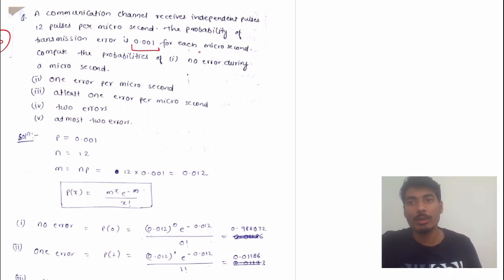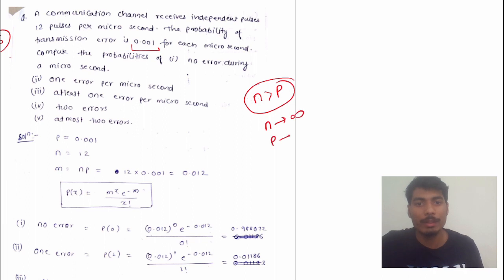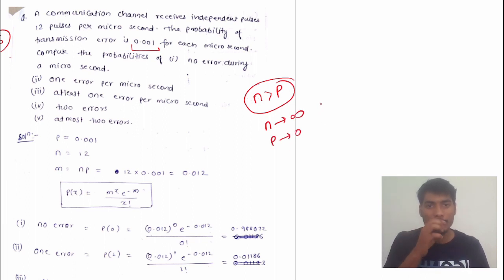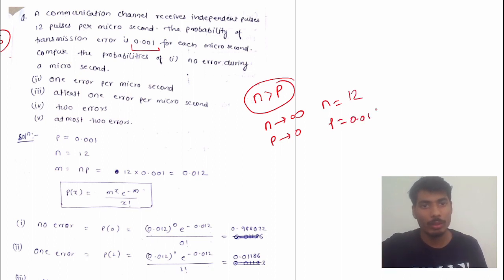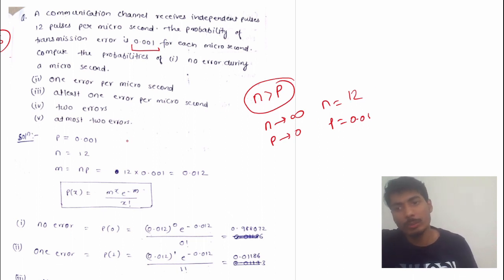For each microsecond, compute the probability of: first, no error during a microsecond; 1 error per microsecond; at least 1 error per microsecond; 2 errors; at most 2 errors. See here, n is greater than p, meaning n is tending to infinity and p is tending to 0. The value of n is 12 and the value of p is 0.001. As compared to 1, p is tending to 0 and n is tending to infinity, so we use the Poisson distribution rule.